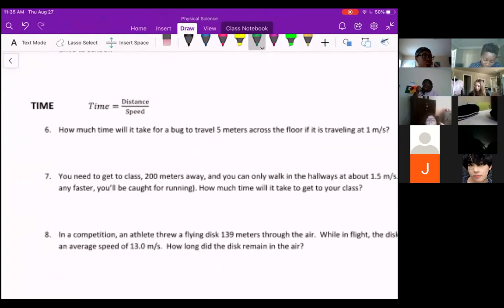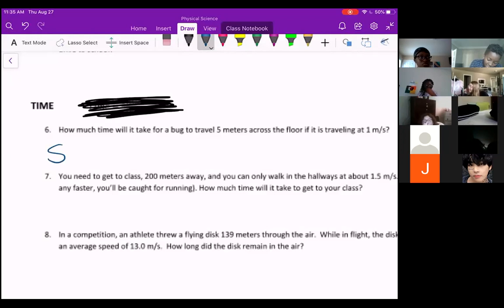I don't want you to try to memorize all those different ways to set it up. So let's just keep it as S is equal to D over T, okay? And then I really already said we got to fill in our variables, D and T. All right, so this says, how much time will it take for a bug to travel 5 meters across the floor if it is traveling at 1 meter per second?